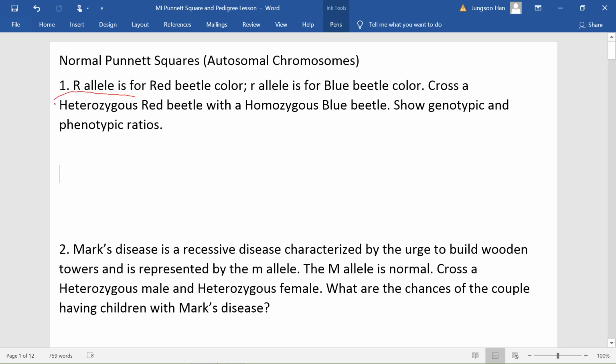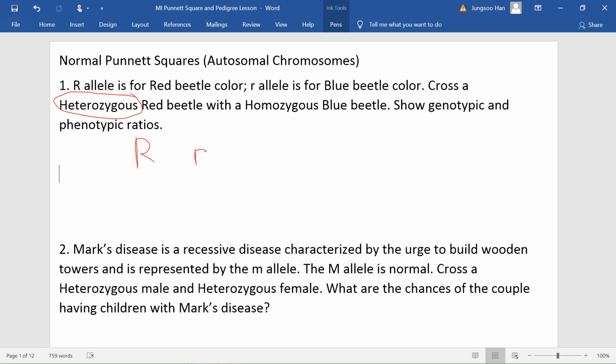So right here, heterozygous means two different alleles for beetle color. It looks like big R is for red, little r is for blue. Since this is a normal Punnett square, this red beetle has alleles big R and little r. Big R is dominant over little r, so even though it has alleles big R, little r, it'll still have a red beetle color shell.